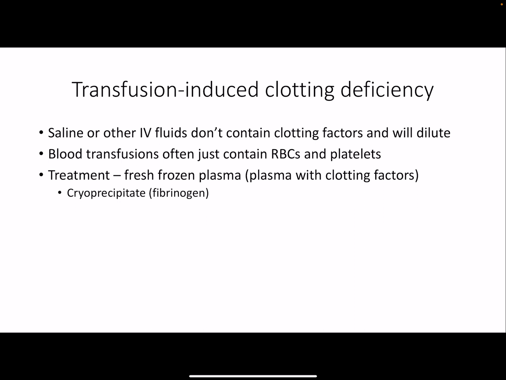So other ways we can get clotting deficiencies is through transfusion. So if we give somebody saline or IV fluids, these don't have clotting factors, so this will just dilute the plasma and basically make the clotting factors at a lower concentration. Alternatively, if you do a blood transfusion, this also has no clotting factors, it's just red blood cells and platelets. So the treatment for this is just to give somebody fresh frozen plasma. This is going to have the clotting factors.